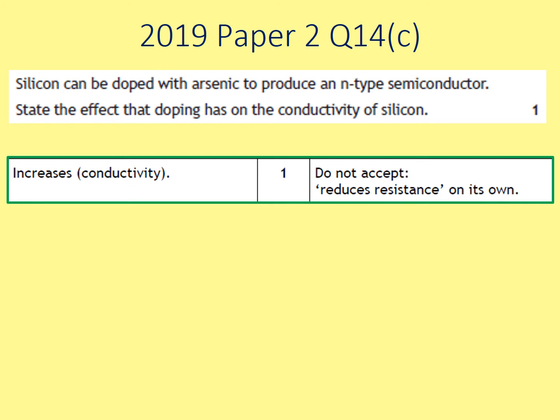It's important to note here that we cannot just accept you saying that this reduces resistance. Although in other past paper questions, the question specifically asked, what is the effect on the resistance of a semiconductor by doping it? Here we are specifically looking at conductivity, because that is what the SQA is asking.